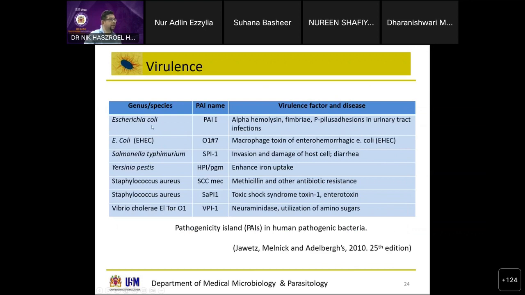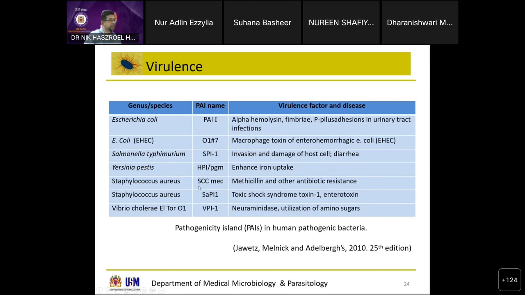And then for the pathogenicity islands, E. coli has PAI I, which produces alpha hemolysin and pili adhesins in UTI. E. coli EHEC O157 has a macrophage toxin of the enterohemorrhagic E. coli. Salmonella typhimurium has SPI1, for invasion and damage of host cells and diarrhea. Yersinia pestis, causing the plague, has HPI, PGM, and enhanced iron uptake.